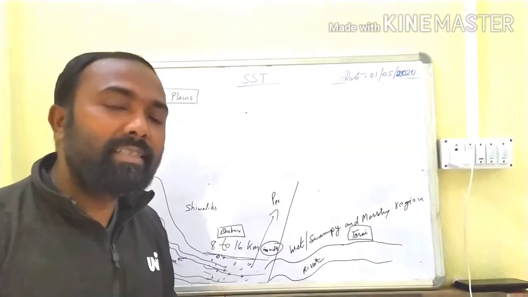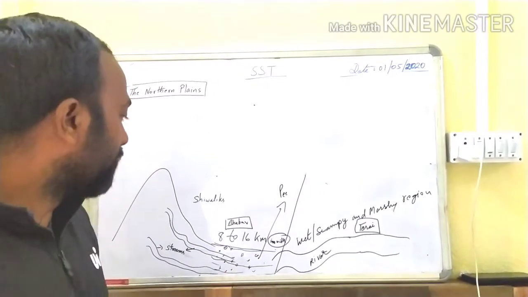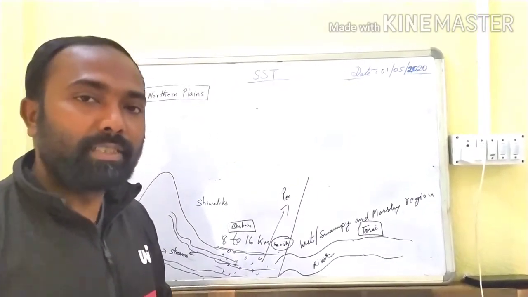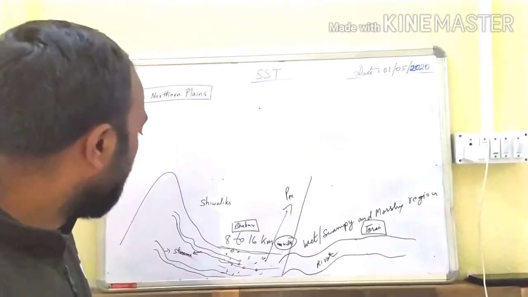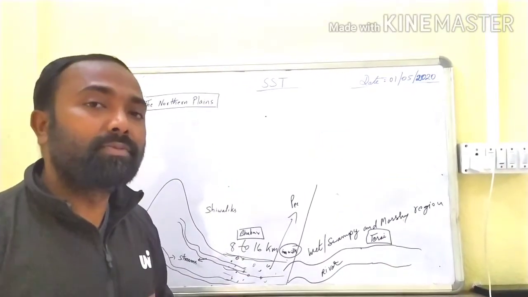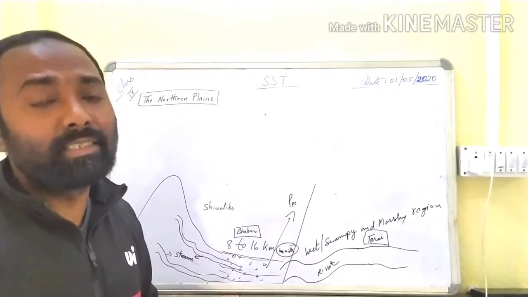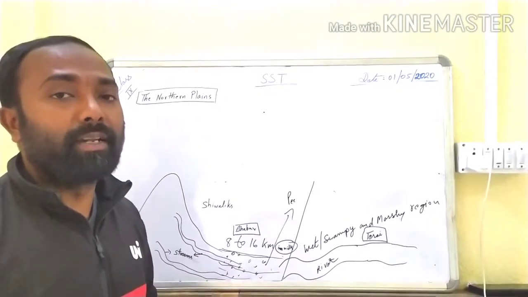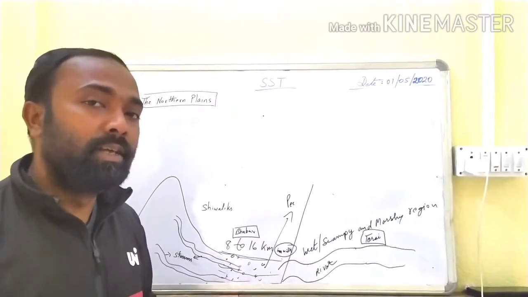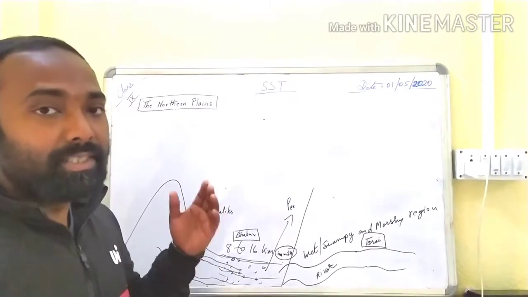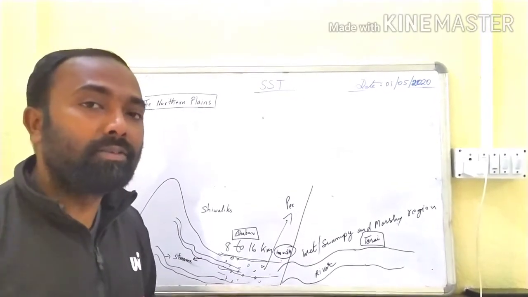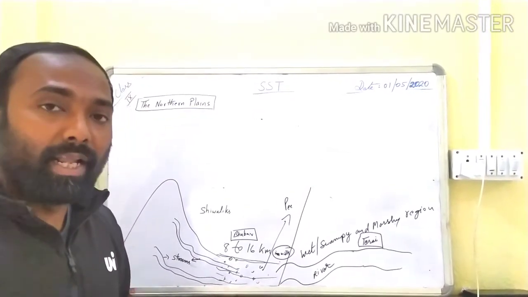Okay. Now let us understand these divisions of the northern plain according to the relief feature. As we know, the river originates from the Himalayas. When it begins its journey, it is a stream. The river is a stream when it begins its journey from the Himalayan region, and slowly it reaches towards the south, that is, towards the northern plain.